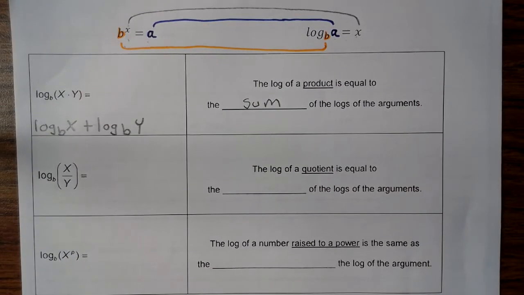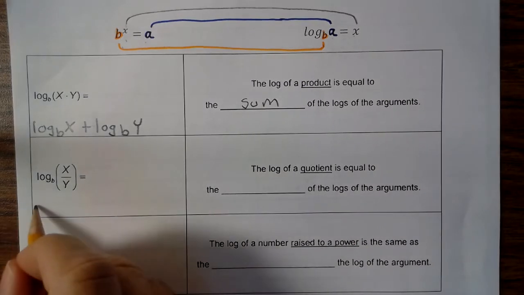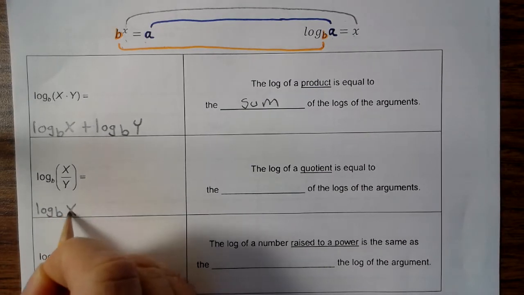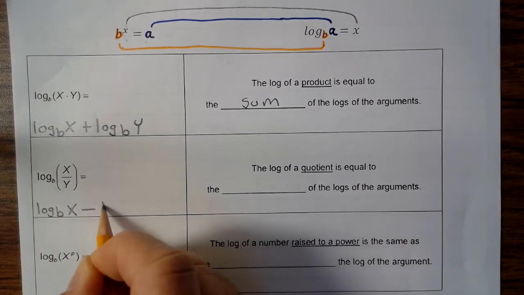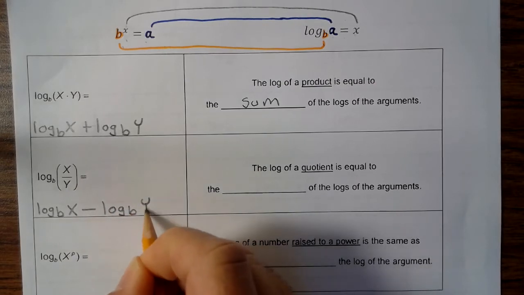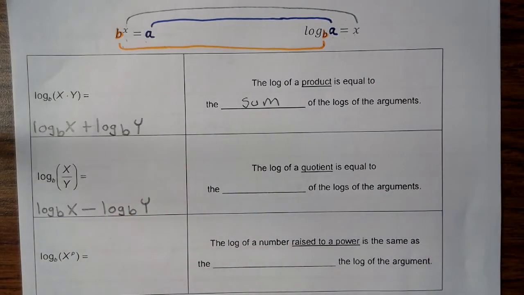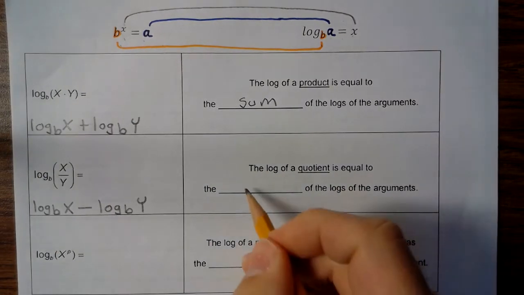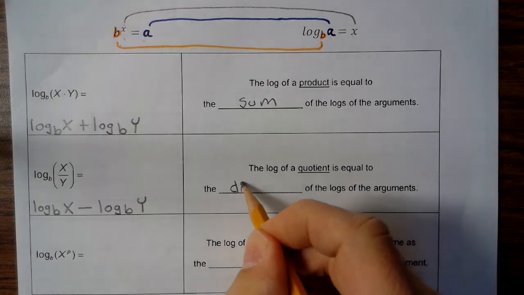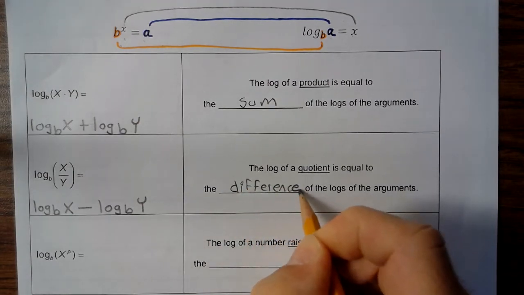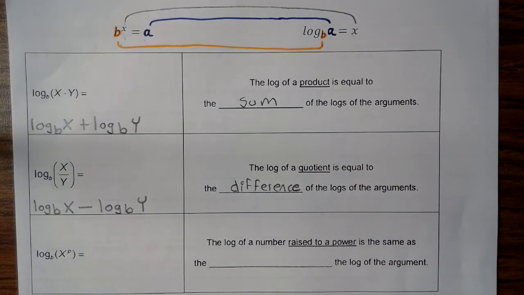Next property. Log base b of x divided by y is equal to log base b of x minus log base b of y. The log of a quotient is equal to the difference of the logs of the arguments.